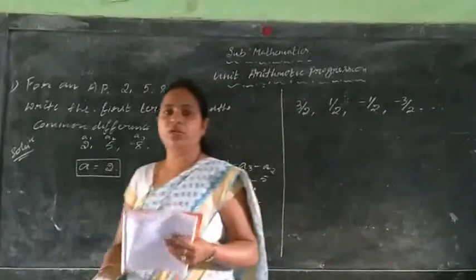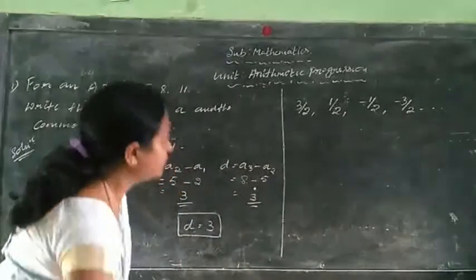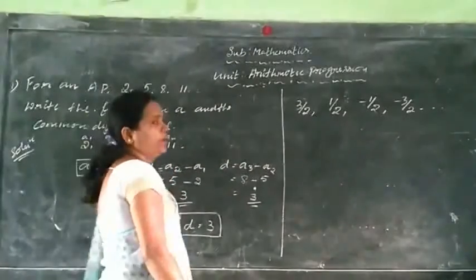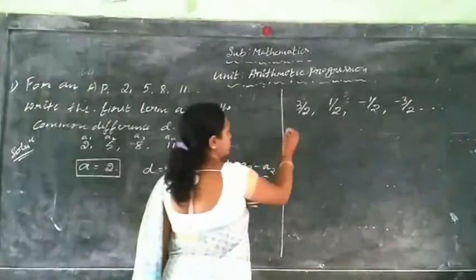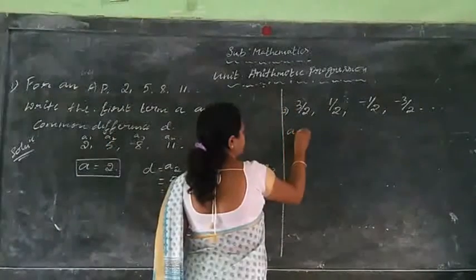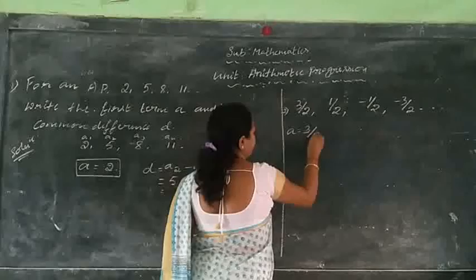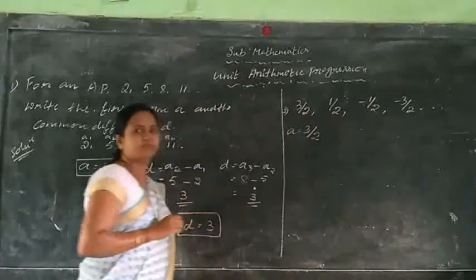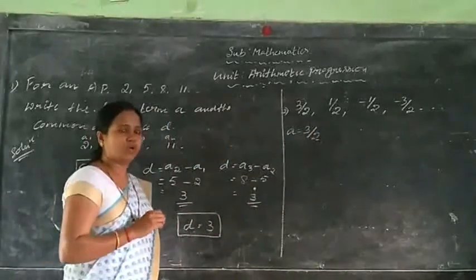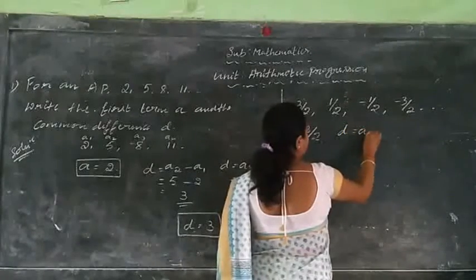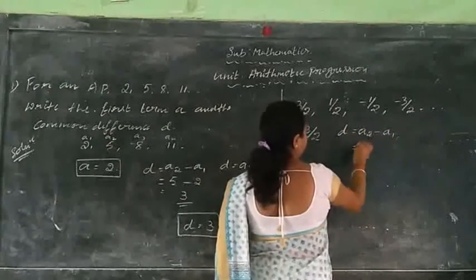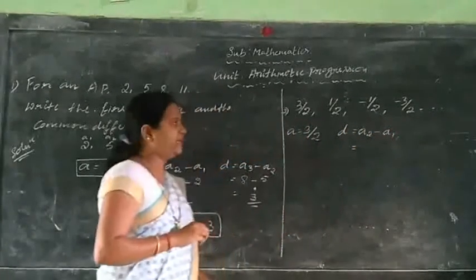We have to find out the first term and the common difference. Okay, as we know, the first term is denoted by a. Yes. a is equal to 3 by 2. Now we will find out the common difference, that is d, a2 minus a1.